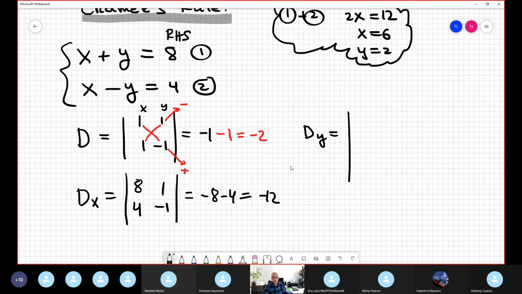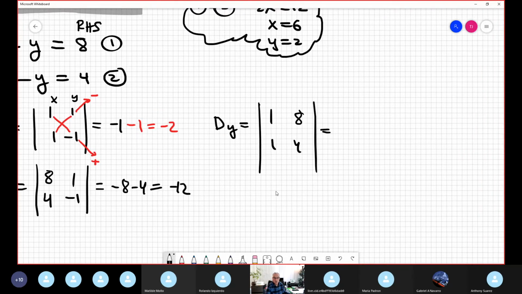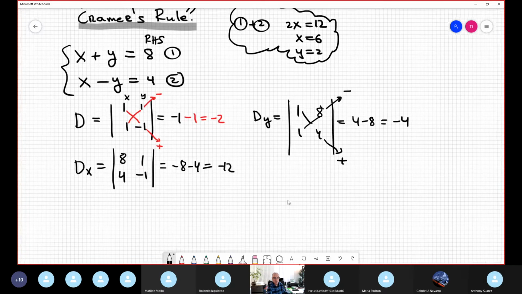is, again, the first column stays the same, 1, 1, and the column of the y replaced by 8 and 4. And now multiplication. 1 times 4 is 4. Minus 8, remember, when you move in that direction is negative, when you move in that direction is positive. This is super easy, 2 by 2. The answer is negative 4. Okay, now the crucial moment. Crucial moment of Cramer's rule.